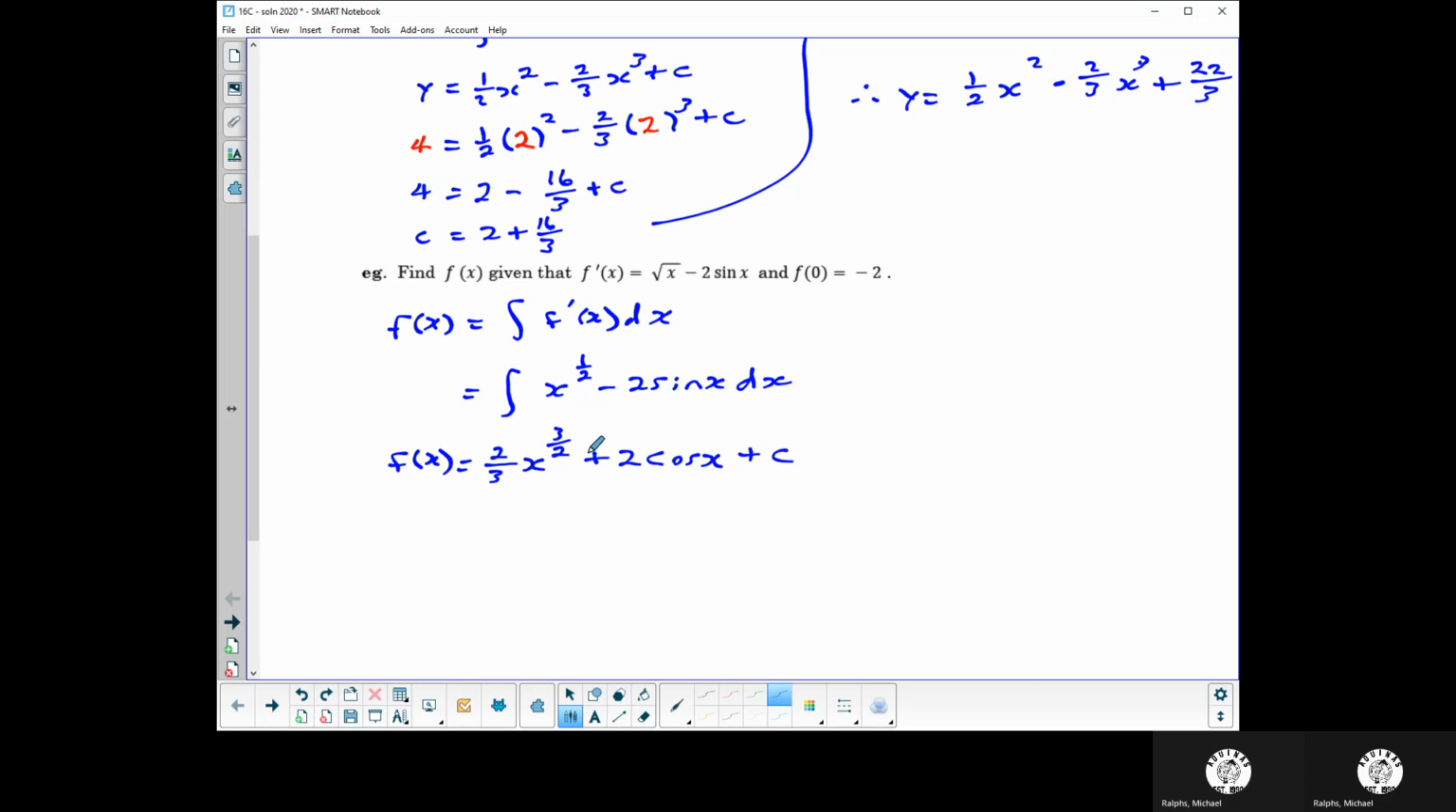And we're told that f of 0 is negative 2. So if we substitute 0 in for x, we get negative 2 as the y value. And then we've got 2/3. And then the x is 0. And then we're going to have 2 cosine 0 plus c.